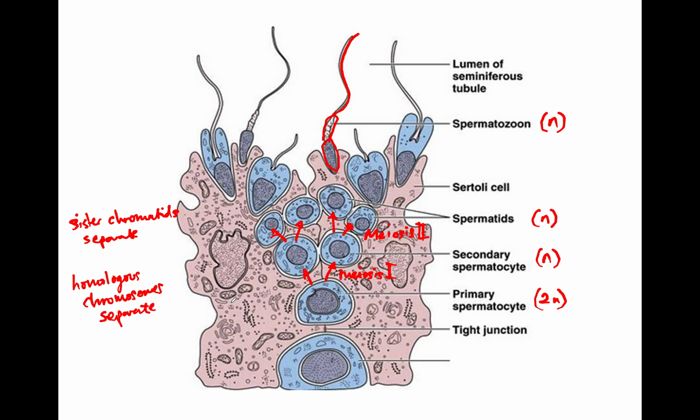Not such an important label, this one, the tight junction between two Sertoli cells. But these are an important one, so these are diploid spermatogonium. They are the product of mitosis from the germinal epithelium. So the germinal epithelium that surrounds the seminiferous tubule undergoes mitosis to produce many spermatogonium. Those spermatogonium then individually undergo meiosis.